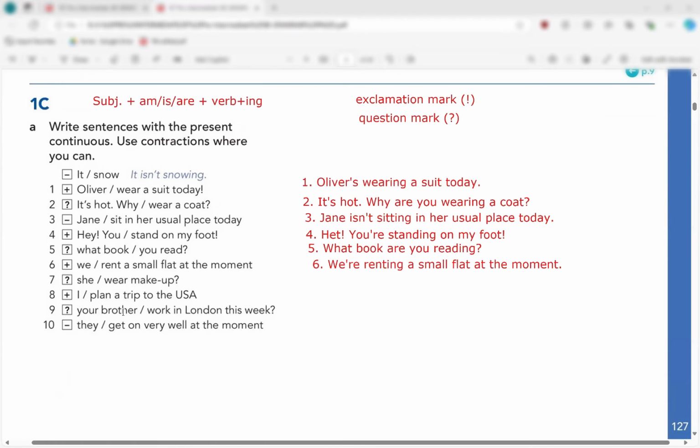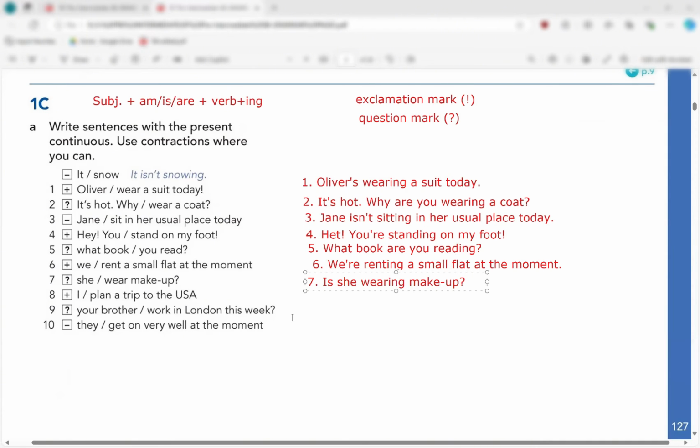Number 7, question. She wear makeup. So she will be is. We don't have the question word here, like why, how, when, what. So if there is no question word, we're going to start with am, is, are. Why am I starting with is here? Because she, he, it, we're going to use is. So I'm going to put is before she because that's a question, right? Is she. Now I must use wearing, present continuous. Is she wearing makeup? Okay. Is she wearing makeup?